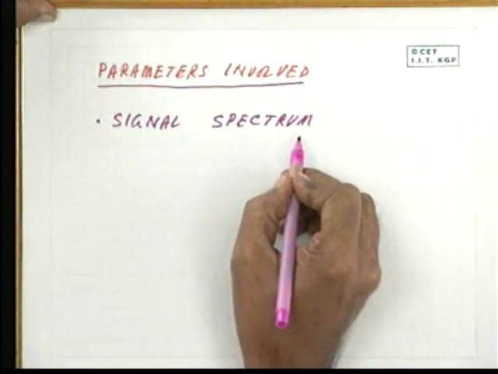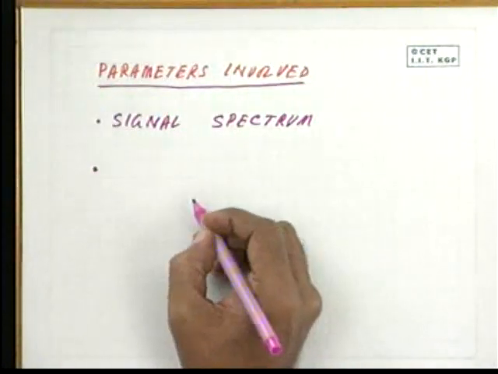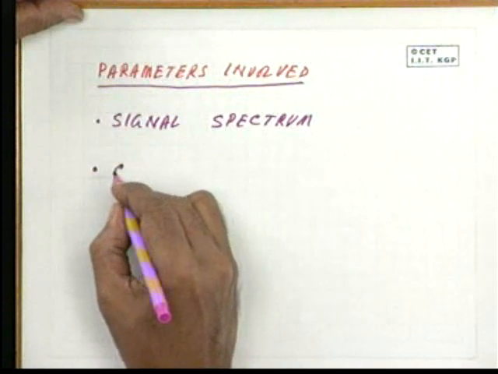Now, we have to modify the spectrum of the encoded signal in such a way that it can be transmitted through the medium with less attenuation and less distortion. In other words, we have to match the spectrum with the bandwidth of the transmission medium. So that's why the signal spectrum plays a very important role. Second parameter is clocking.